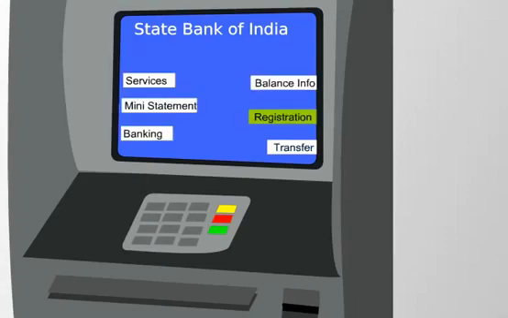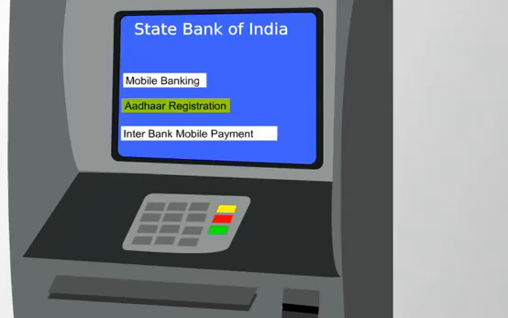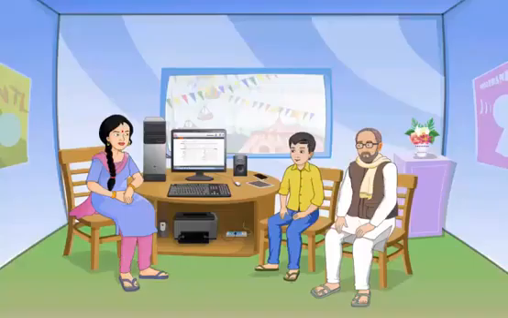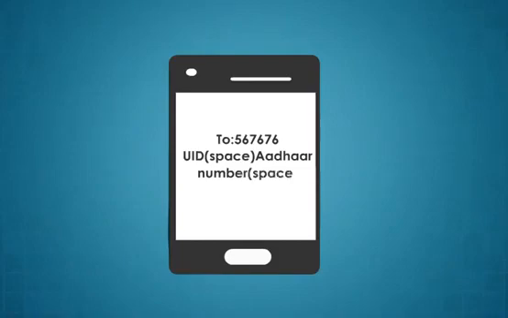Then, select the menu Service Registrations. Then, select Aadhaar Registration. After that, select the account type and then enter your Aadhaar number. Can we also link our Aadhaar through a mobile phone? Yes, definitely. From your registered mobile number, send an SMS to 567676 in the following format: UID space Aadhaar number space account number.